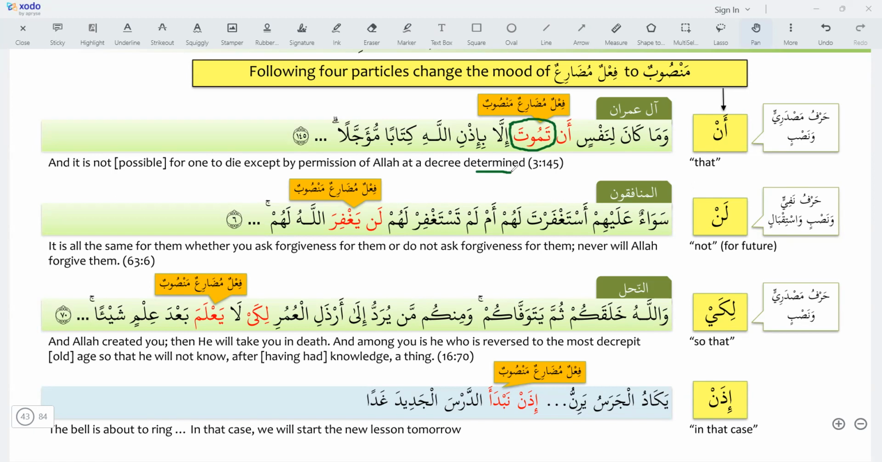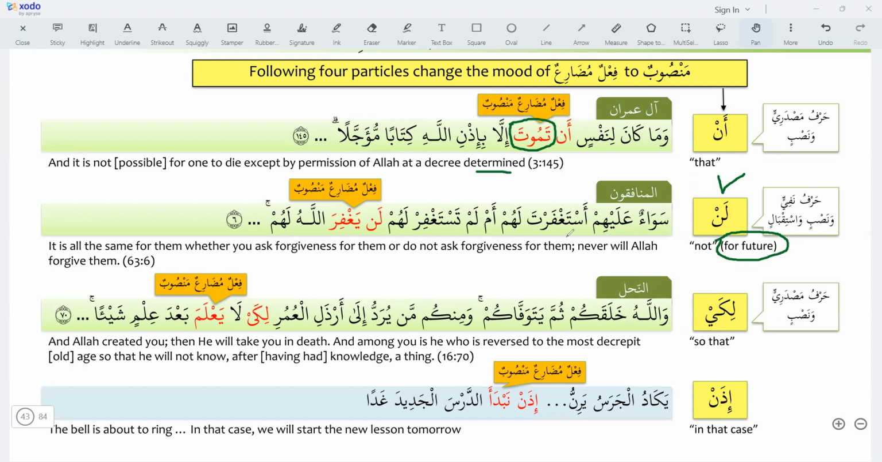And the second is lan. This is harf nafi. We use this to negate, then it gives mansub, and we use it for the future. It gives the meaning of the future. That's why we call it harfu nafiyin wa nasab wa wastikbalin. We use it in the meaning of not, and it gives nasab to the verb, and it gives the meaning of the future.